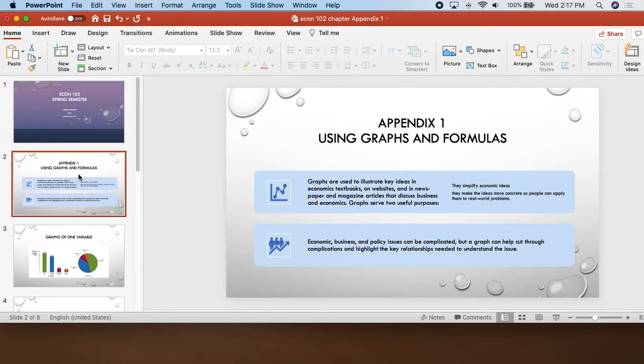understand it easier. The other reason is we know that economic, business, and policy issues can be complicated. You know, like the economy in the United States is so big that if we were to collect all the data, it would still be here for a long time. So using graphs can help us cut through all those complications and just highlight what the key relationship is between those different variables that we're looking at, and can help us understand the issue and present real solutions.